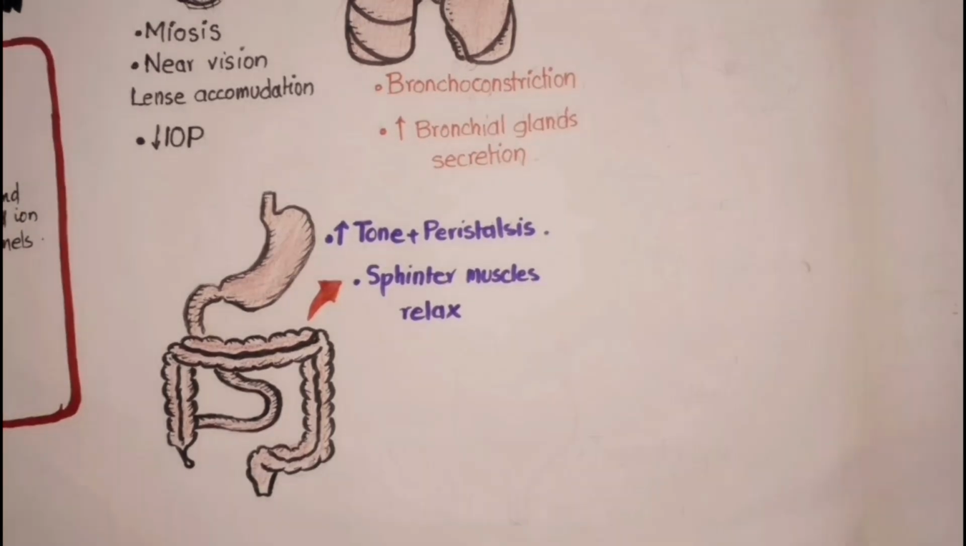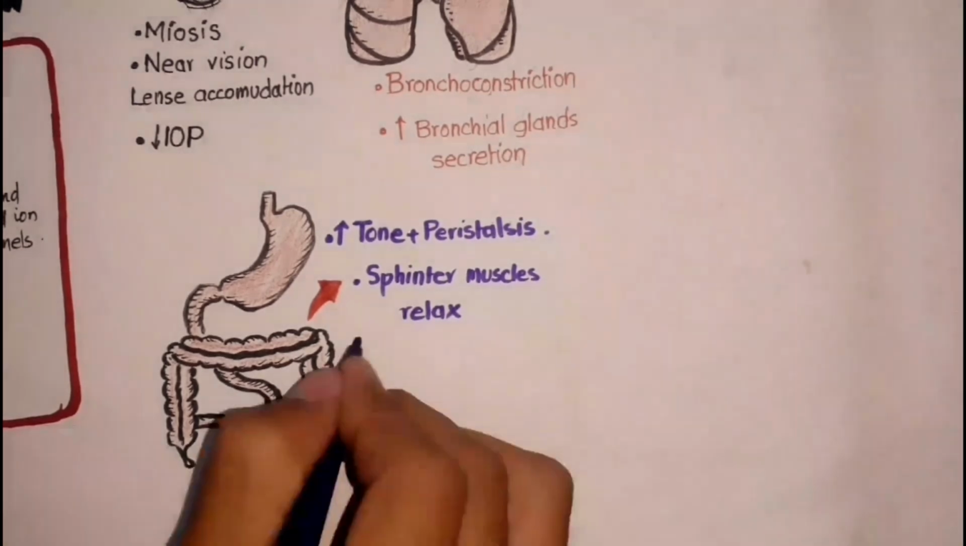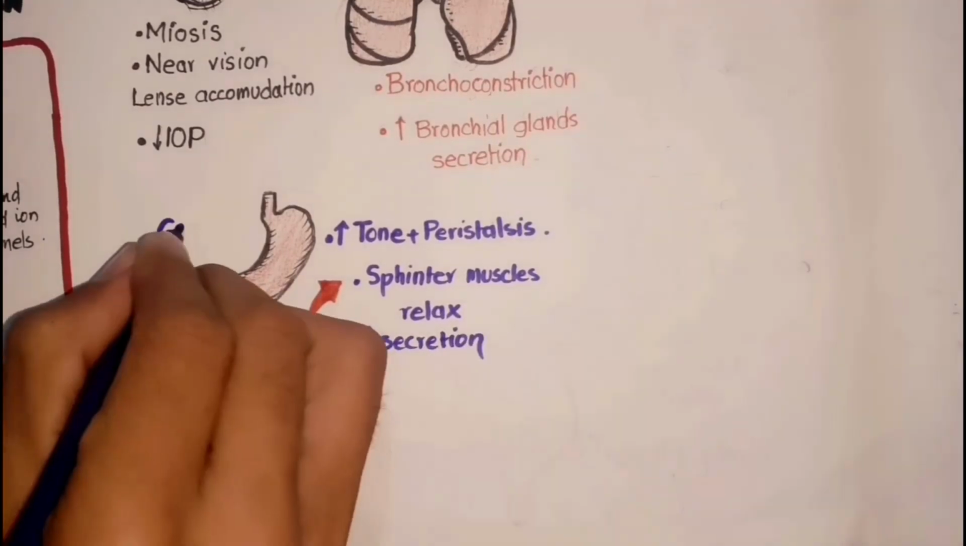With this, the glands and secretory cells of the GI tract, like salivary, gastric, pancreatic and small intestinal glands, also have the M3 receptors, and once they are stimulated, it leads to an increase in the secretion of these glands and secretory cells.